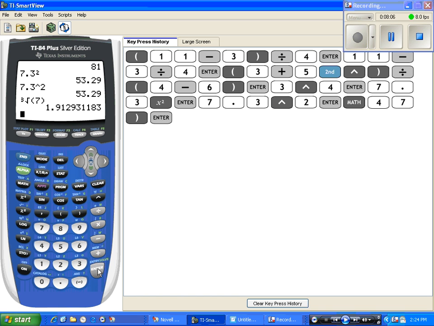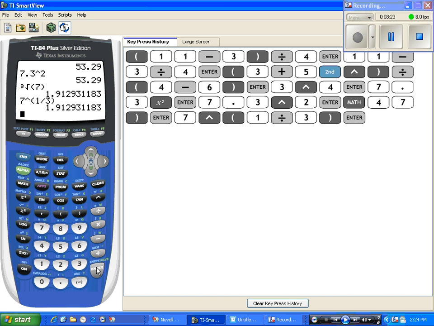Sometimes that's hard to find, so it's often easier to just do 7 to the power of 1/3, because an exponent of 1/3 is the same thing as a cube root. The parentheses around the 1/3 are necessary. Again, otherwise the calculator will do 7 to the power of 1 and then take the result divided by 3.